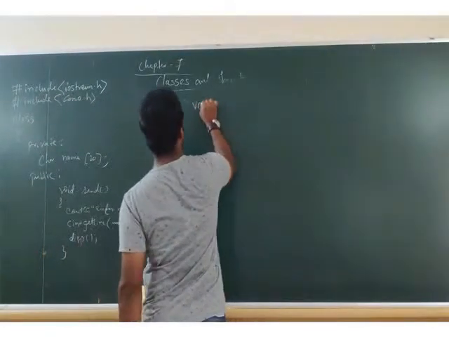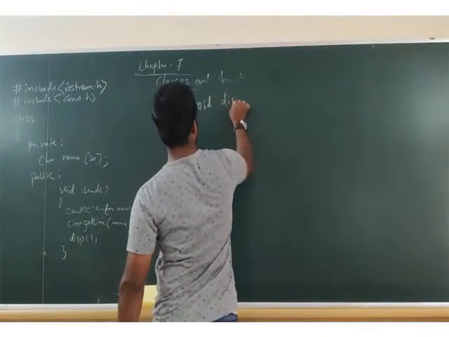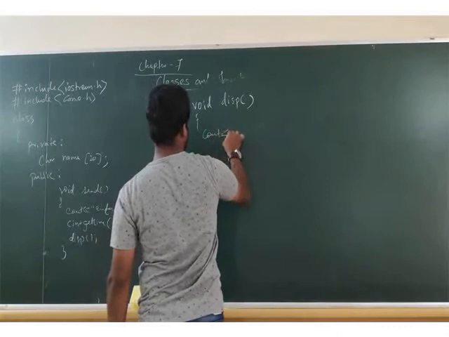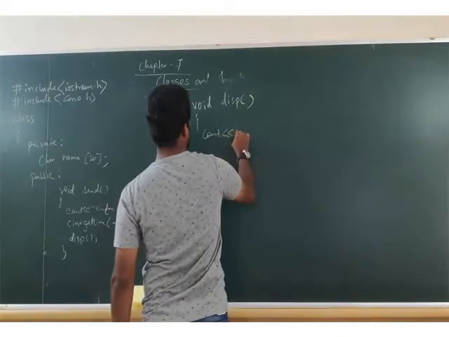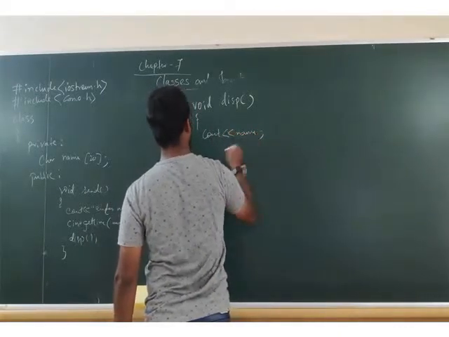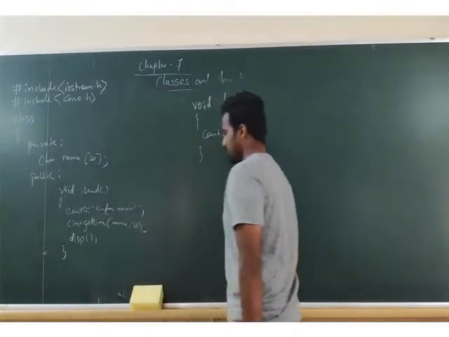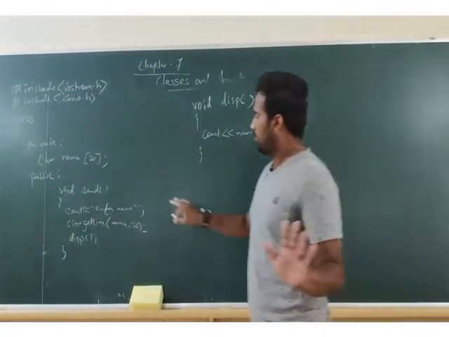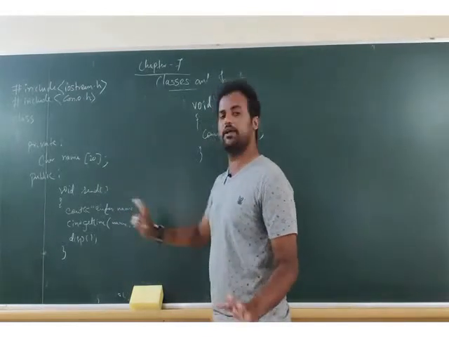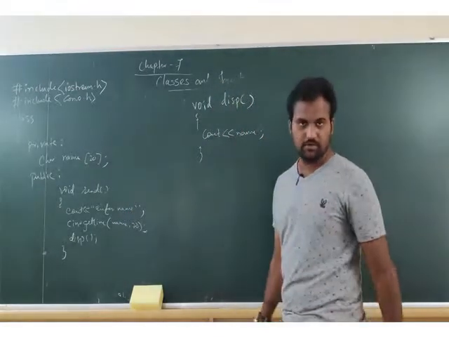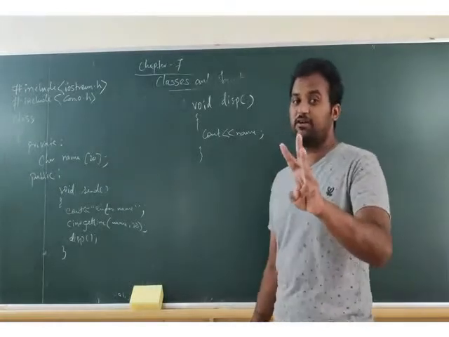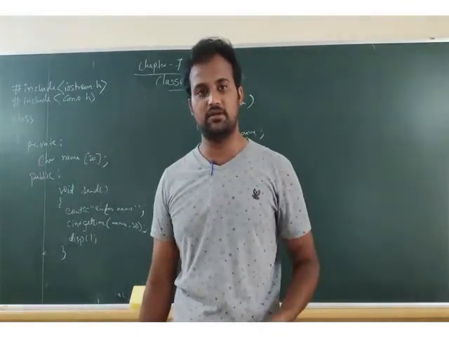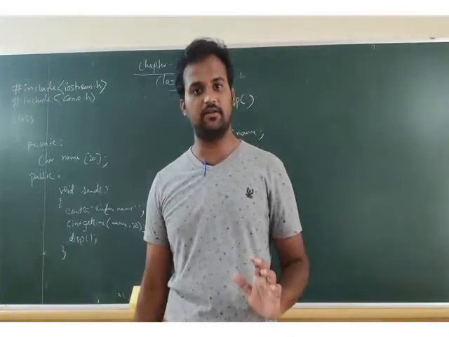Now here I will write void display, cout name. This is what we do: entering the name, displaying the name. But this I have written only once. I want to execute it multiple times. That is why we use the array here.